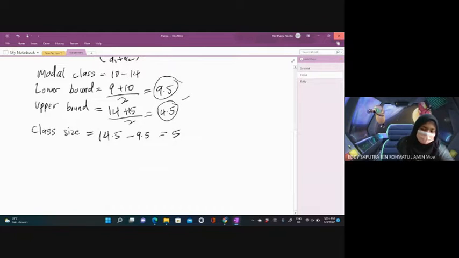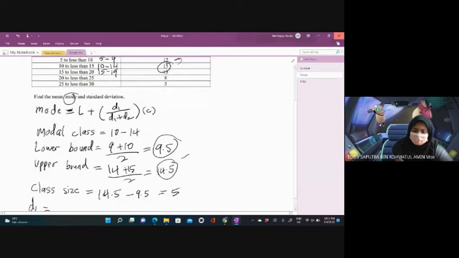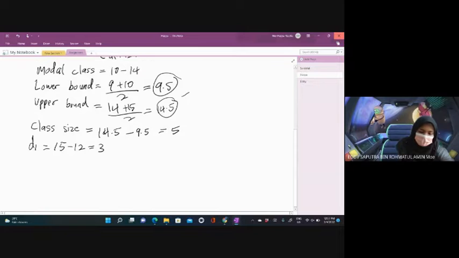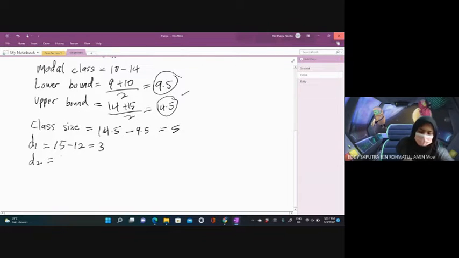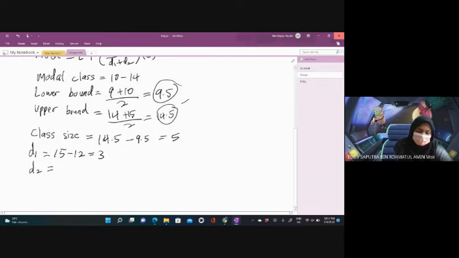And then D1. D1 is the highest frequency minus the frequency before it. So 15 minus 12 is equal to 3. And D2 is the highest frequency minus the frequency of the class after it. So 15 minus 13 is equal to 2.